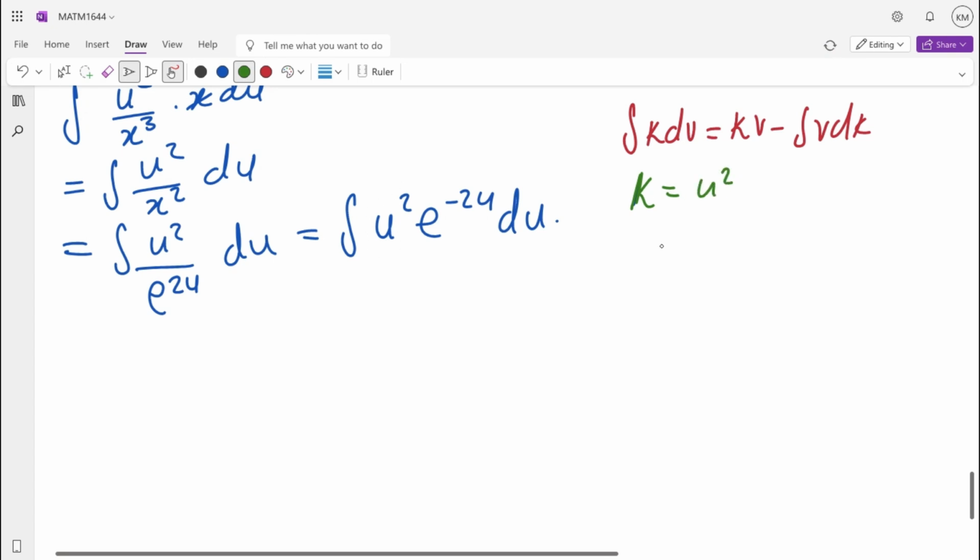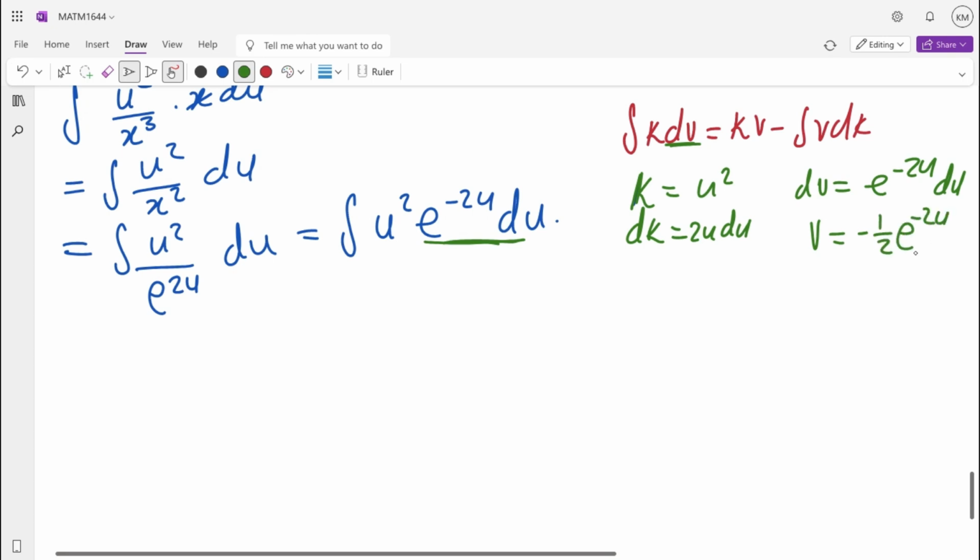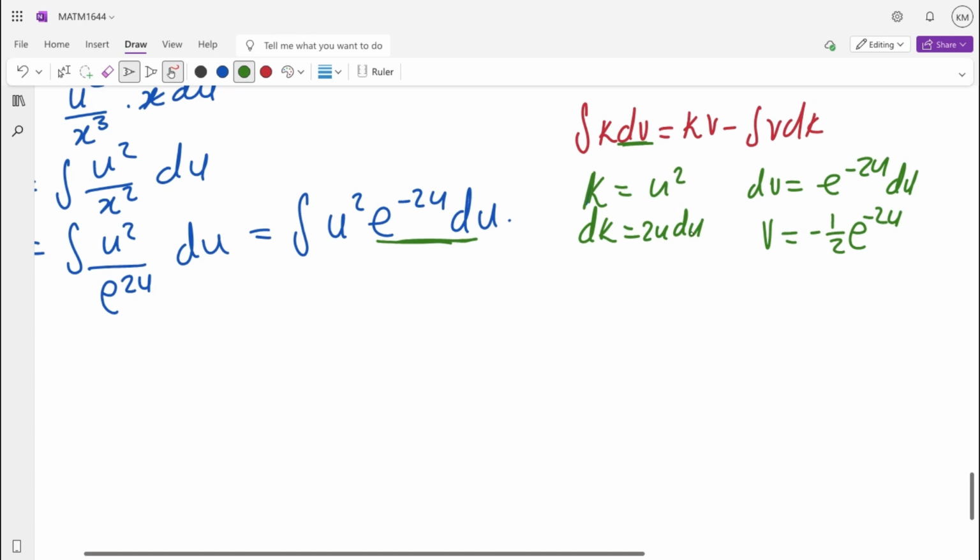K is going to be our algebraic function. So k will be u squared, so the derivative of that will be 2u du. Then if k is u squared, what is remaining will be our dv. So in this case, our dv is e to the minus 2u du. Okay, so now v is basically going to be equal to the integral of this. The integral of that is minus 1 over 2 e to the minus 2u, just like that. So this is our v.